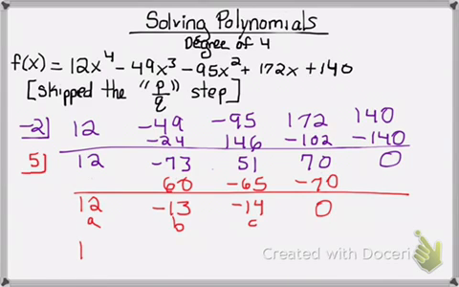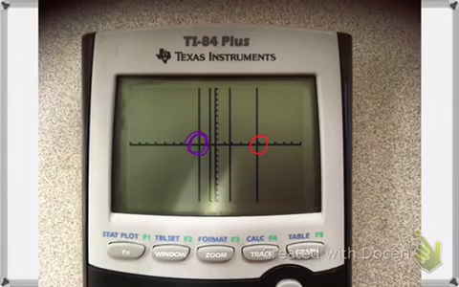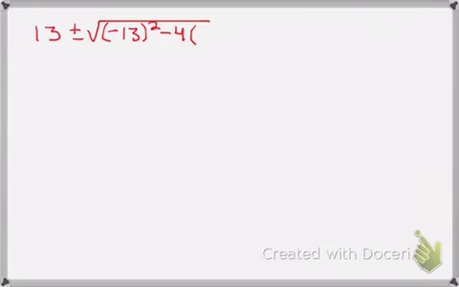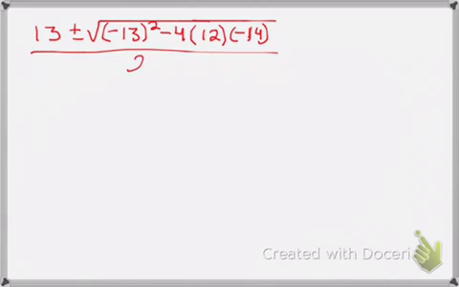And so, of course, when you write it out, it'll be 12x squared minus 13x minus 14. Now I can plug it into the quadratic formula and go ahead and find my remaining roots. As you can see, my b is already negative. So when I plug it into the quadratic formula, it's going to be a positive 13 plus or minus the square root of -13 squared minus 4 times, and my a was 12, and my c is -14, all over 2 times a.